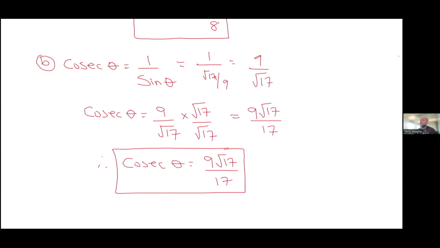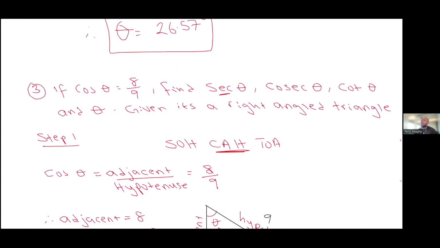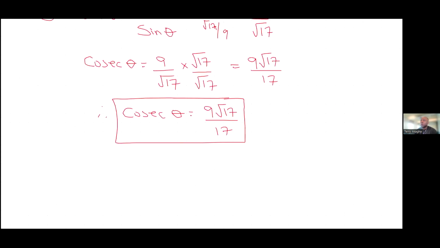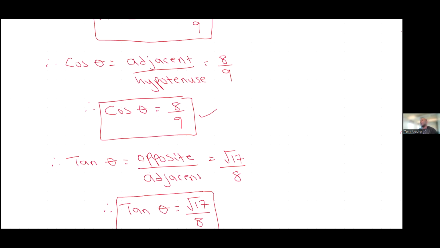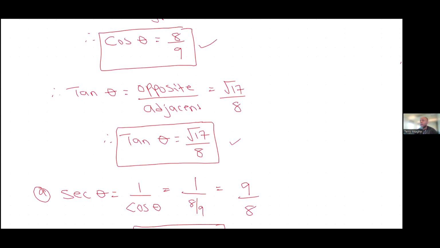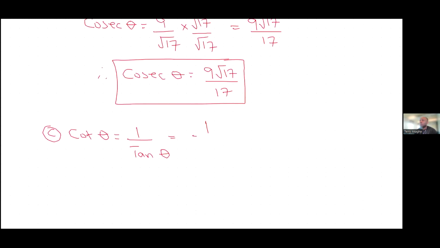Then the next one, I think, was cot theta. So C, we're now told to find cot theta. So cot theta is 1 over tan theta. Where is tan theta? Tan theta was root 17 divided by 8. So we're going to have 1 divided by root 17 divided by 8.